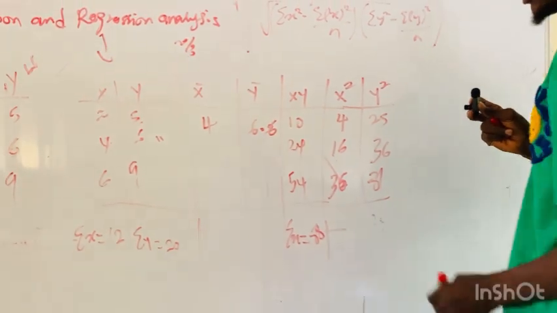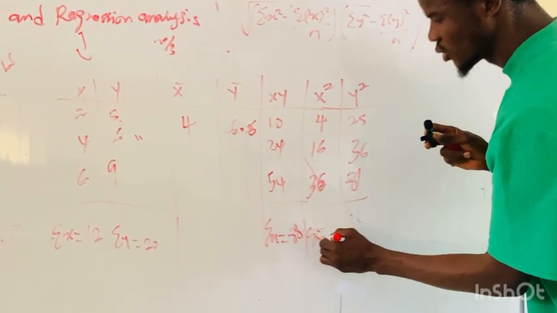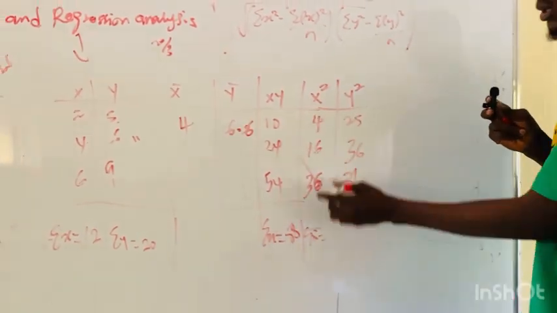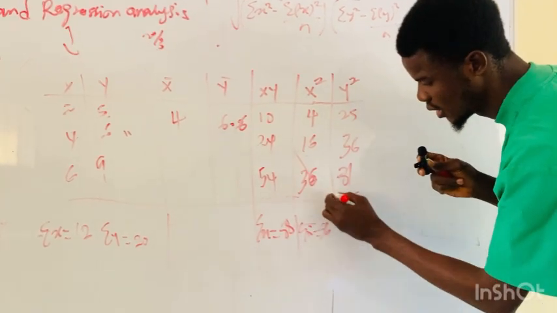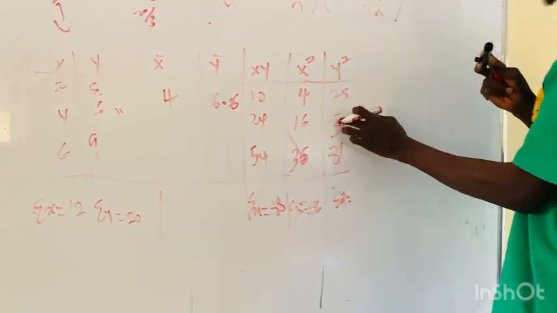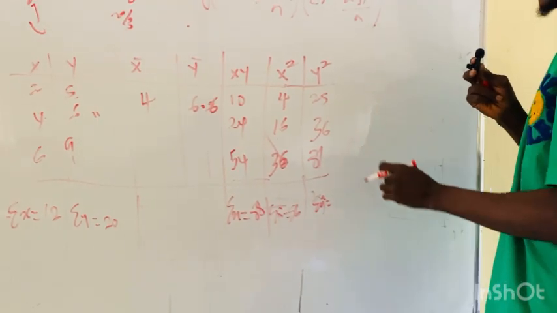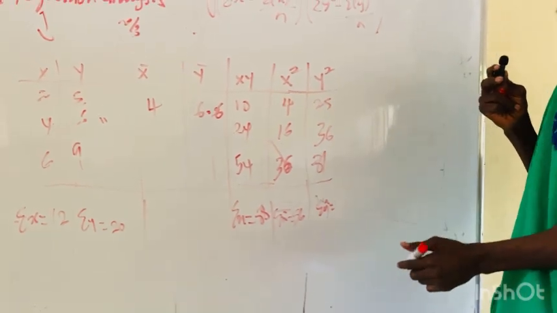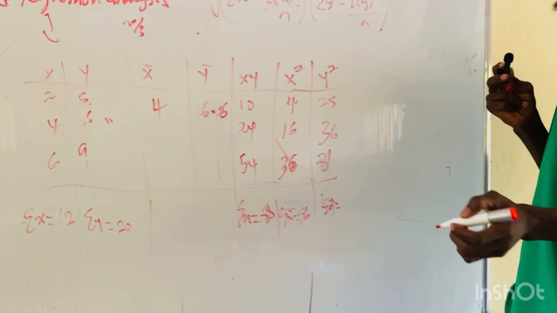Then summation of x squared is equal to 16 plus 4 gives us 20, plus 36 gives us 56. And the summation of y squared is equal to 25 plus 36, which gives us 61. 61 plus 81 gives us 142.